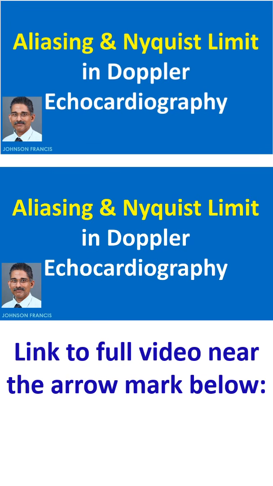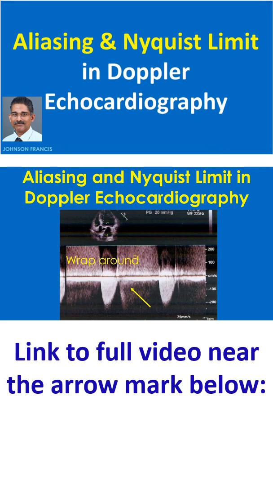Discussion on aliasing and Nyquist limit in Doppler echocardiography. Aliasing is a phenomenon in pulsed Doppler echocardiography in which, when the velocity is beyond a particular limit known as the Nyquist limit, the direction of flow is depicted as opposite to that of the actual one.